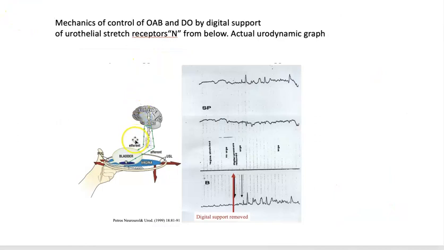And here you will see an actual urodynamic graph where the urothelial stretch receptors were supported digitally from below. And here we have the graphs, abdominal, subtracted pressure, bladder pressure. Now, the symptomatic urgency during urodynamics was controlled by digital support. When this was removed here, 4 to 8 seconds later, you can see here that the detrusor started to contract, and it was a phasic contraction consistent with what was then detrusor instability, which is now detrusor overactivity. But it was controlled by digital pressure, as you saw earlier in the clinical case.